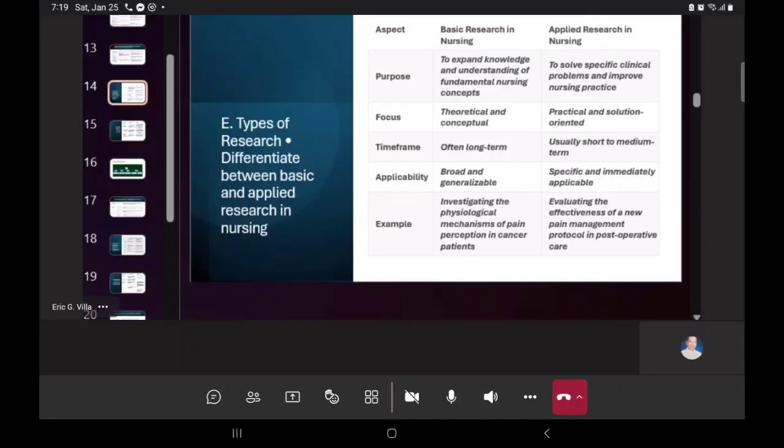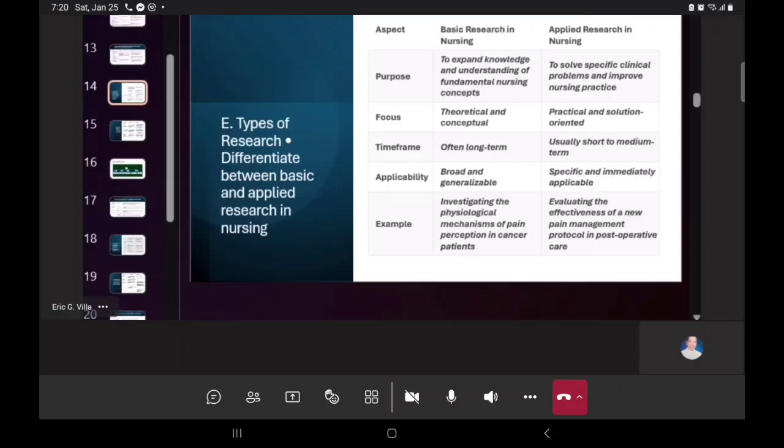An example is a basic research study in nursing that might investigate the physiological mechanism of pain perception in cancer patients. This research would delve into the neurological and biochemical processes involved, potentially uncovering new insights about how pain is experienced and processed by the body. While this knowledge may not have an immediate clinical application, it contributes to the broader understanding of pain, which can inform future interventions and treatment.